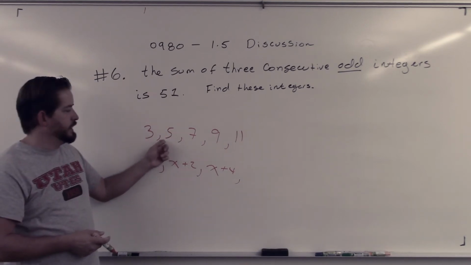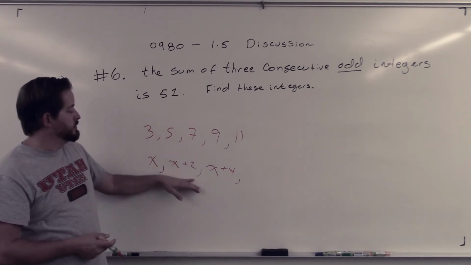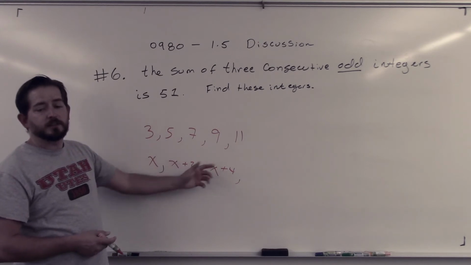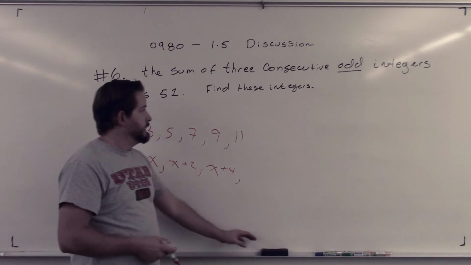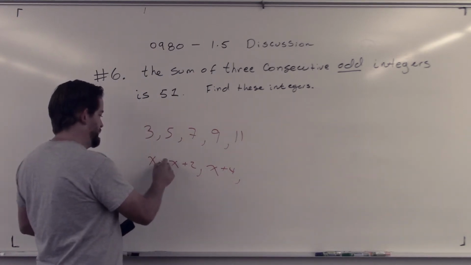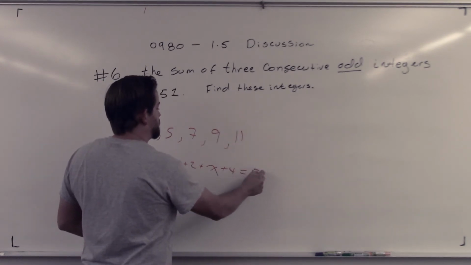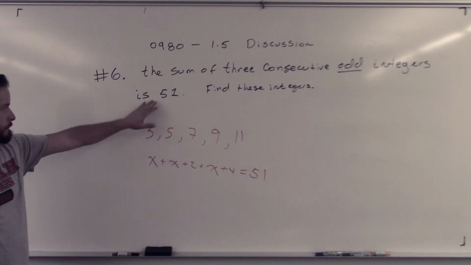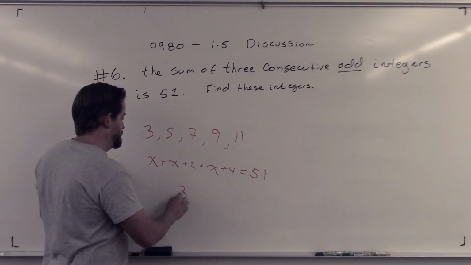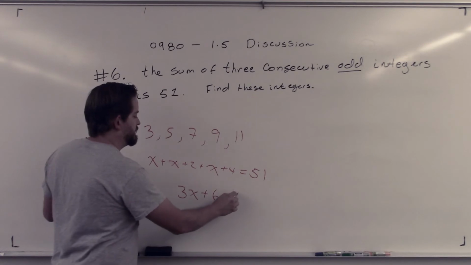3 to 5 is 2 away. Add 2 more, you get 7. Add 2 more, you get 9. So these are my integers. x is odd, and if x is odd, x plus 2 is odd, and x plus 4 is odd, and they're consecutive odd integers. That's what I want, and I want those 3 things to add up to 51. So I have 1, 2, 3 x's here, plus 2 and 4 is plus 6, equals 51.